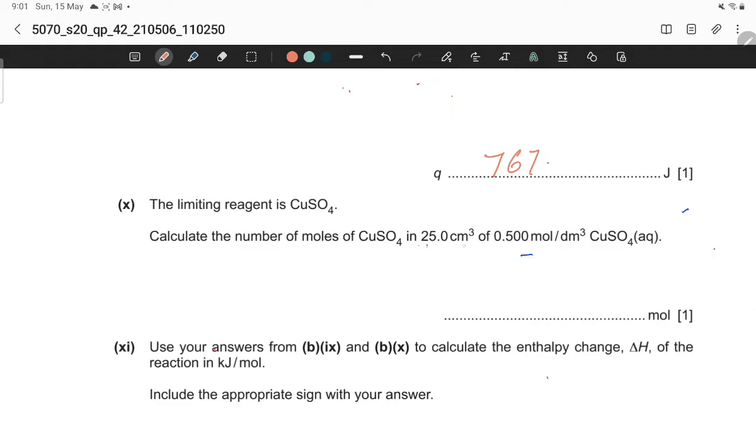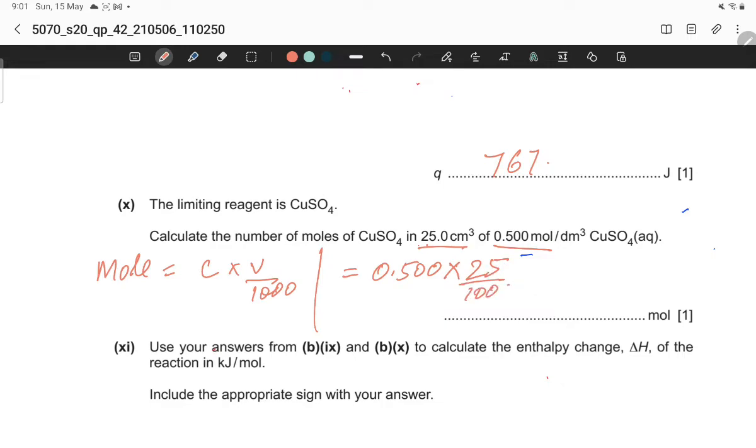The limiting reactant is copper(II) sulfate. Calculate the number of moles of copper(II) sulfate. 25 cm³ of 0.5 M: moles is equal to concentration times volume divided by 1000. So 0.500 times 25 divided by 1000 is equal to 0.0125 mole.